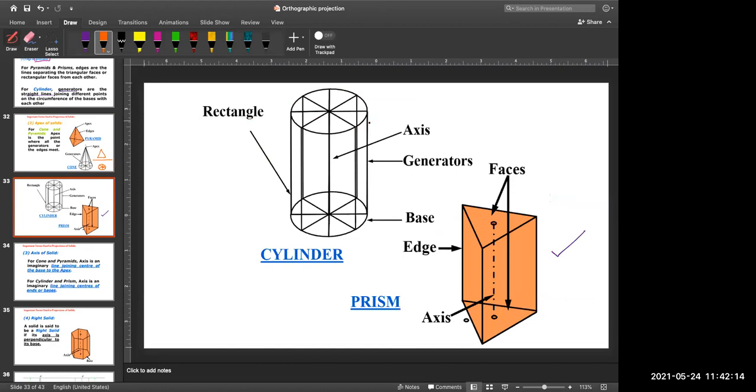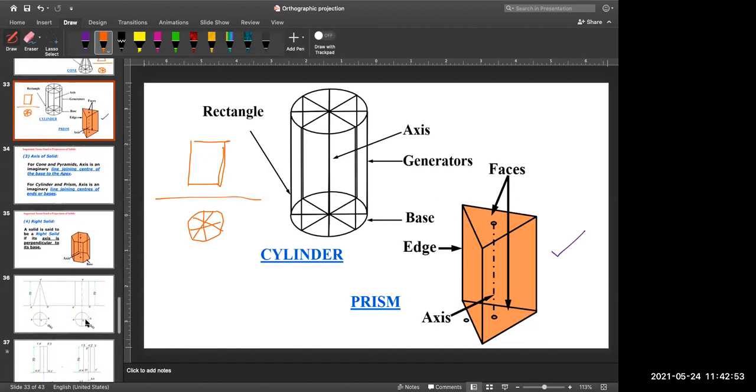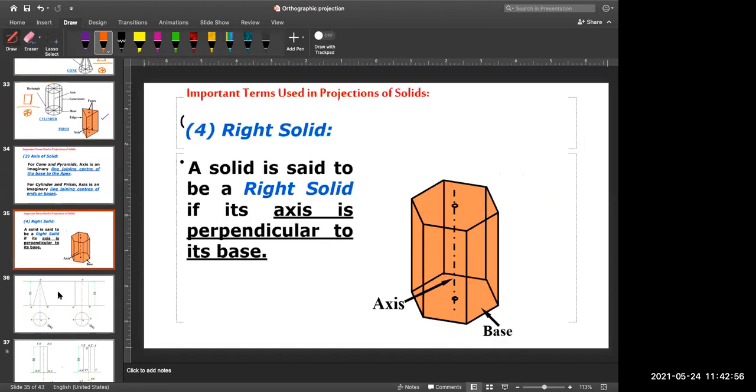Similarly, if you want to draw this cylinder, in front view what will you get? Rectangle, sir. Yes, in front view you will get one rectangle, and in top view you will get a circle. And in the circle, these generators you can draw. You may or may not draw them, because if you are drawing those generators, then you can draw their projection over here. If you are not drawing those generators, then there is no need to draw those things. Okay, so like that.